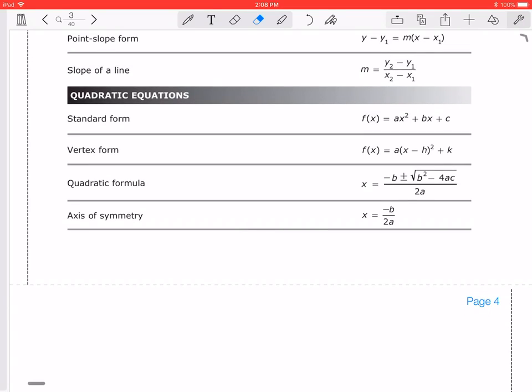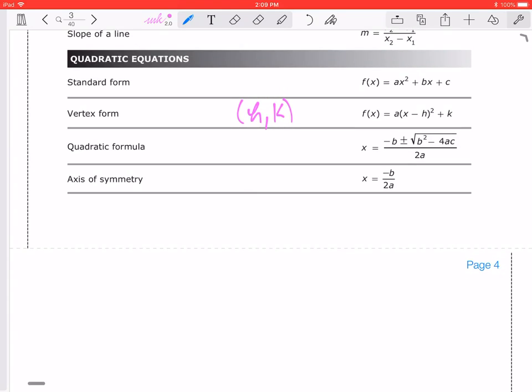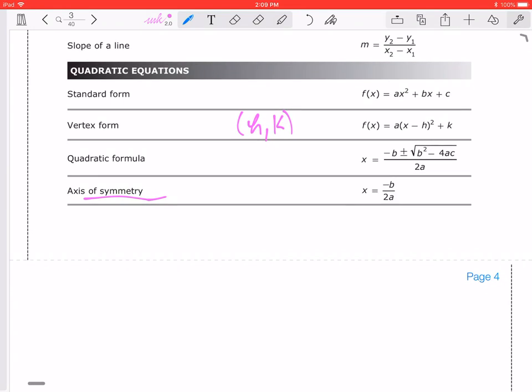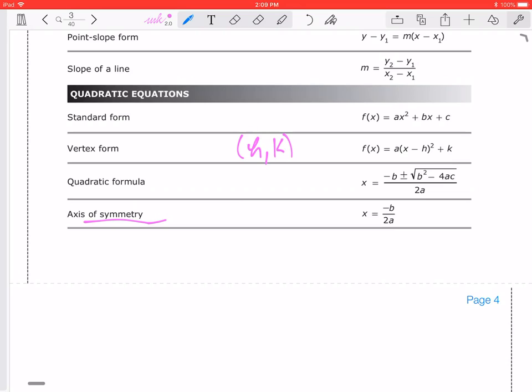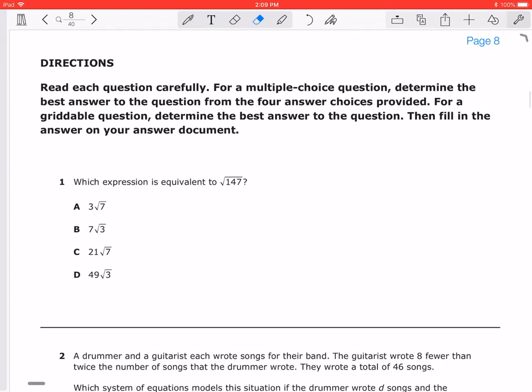Quadratic equations gives us standard form. Vertex form gives us vertex form, our vertex being at h and k. And we're given quadratic formula, and we're given axis of symmetry. x is equal to negative b over 2a. Now you need your axis of symmetry in order to find your vertex if it is in standard form. Either way, also you need to set the equations equal to 0. All right. Now let's go ahead and go to the first page.